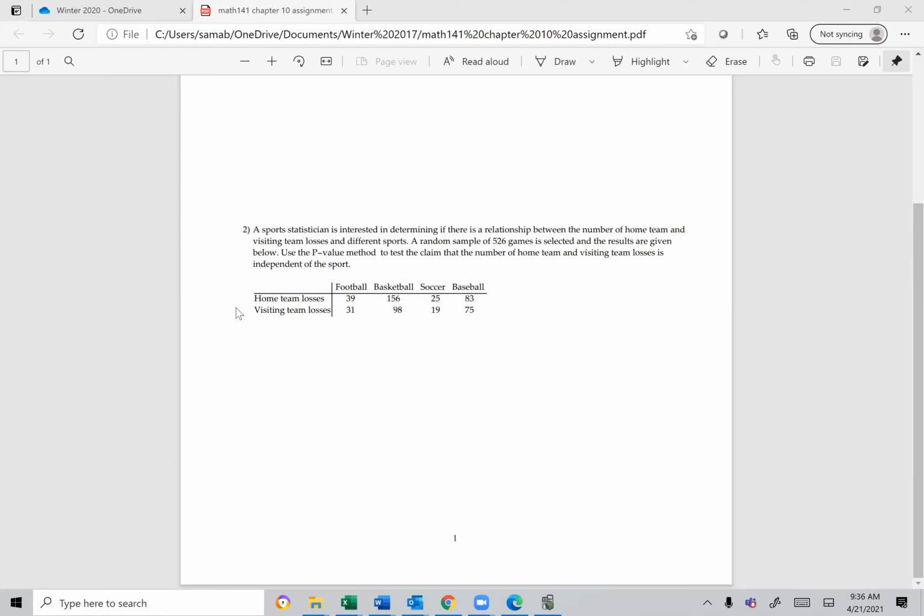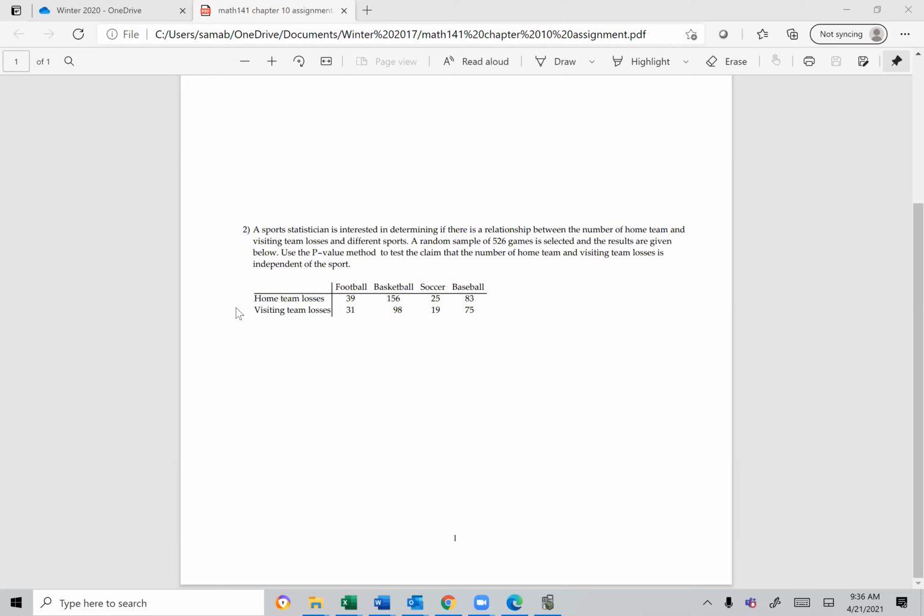So a sports statistician is interested in determining if there is a relationship between the number of home team and visiting team losses and different sports. So they want to check if there is a relationship between the type of sport and whether the team is a home team or a visiting team when they lose a game, if there is a connection between the two. So we want to see if there is a relationship here.